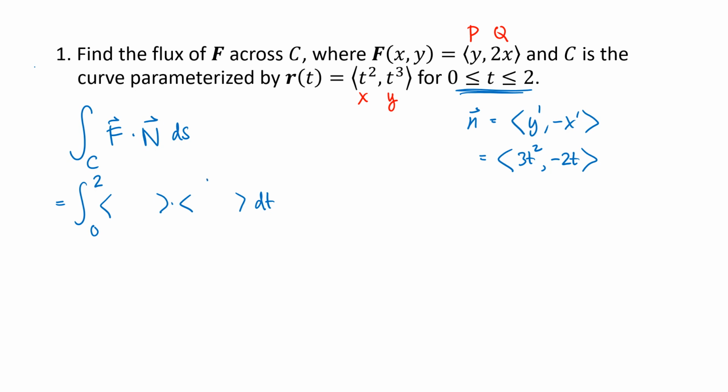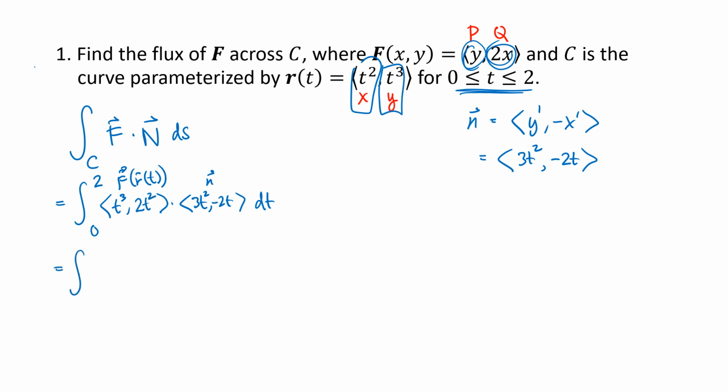One of those vectors is little n, which we just figured out is 3t squared comma negative 2t. And the other vector is F, but it's F with the parameterization plugged in. So it's F of r of t. So in the capital F vector field, when I see y in the x component, what that means is the y component of the parameterization. So in this case, that's t cubed. I don't want to write the letter y there. I want to write what y is on this curve, which is t cubed. And in the y component, my Q of my vector field is 2x, so it's going to be 2 times the x component of my parameterization, so 2t squared.